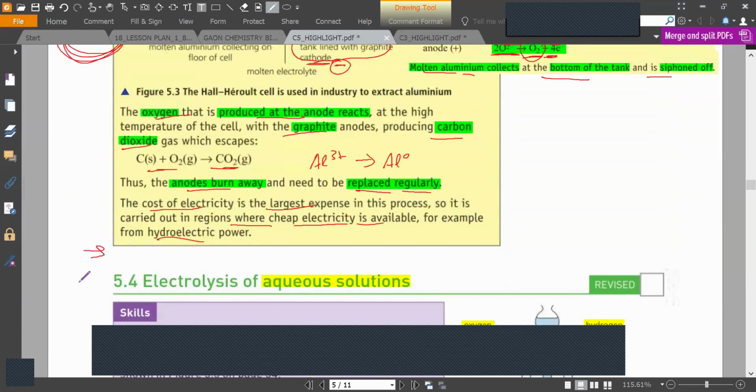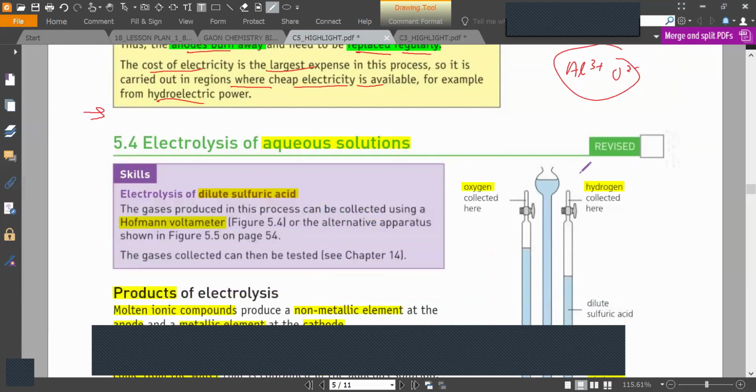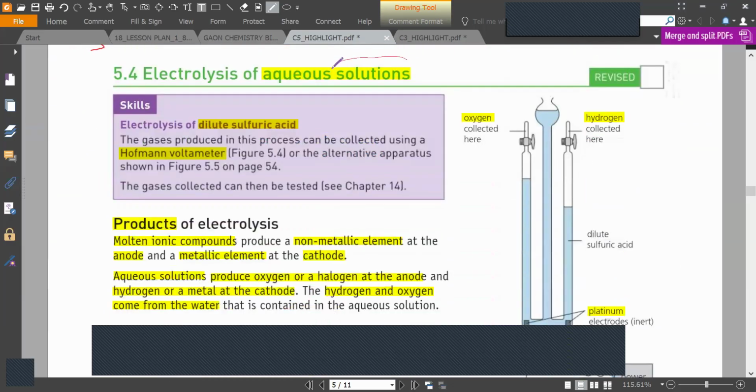Just now we were looking at the molten situation. In the molten situation, we just melt it to get the ions. So this is the molten situation. Next, we will look at the solution situation. In the solution situation, we will have water, and then we're going to get another 2 ions. We will get additional ions. So how does it happen?